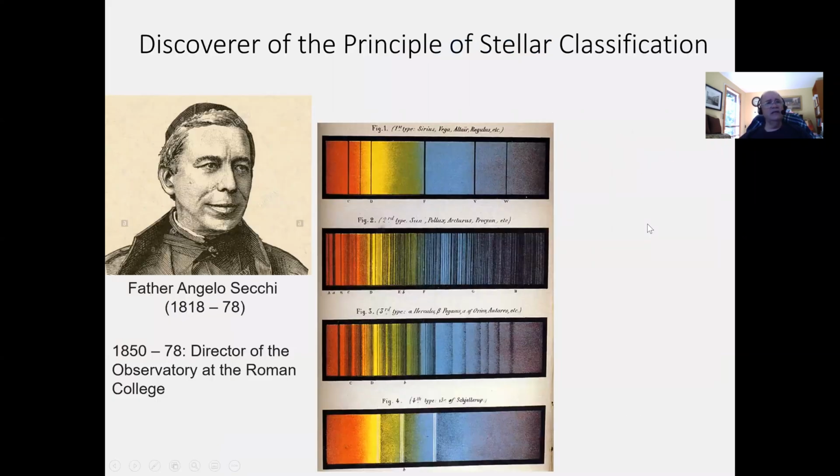But the man who really needs the credit for making this into a science is Father Angelo Secchi in Rome. Very interesting guy. He is a Jesuit priest, and he joined the observatory in Rome as a very young man. And if you know anything about the history of Italy, with the unification of the country, tremendous backlash against the clergy formed. People were sick and tired of the clergy running the country for hundreds of years.